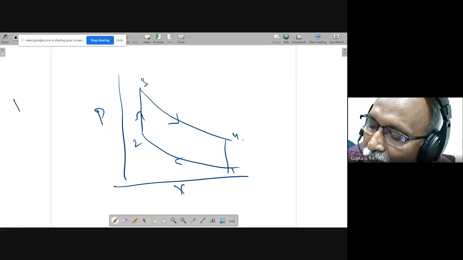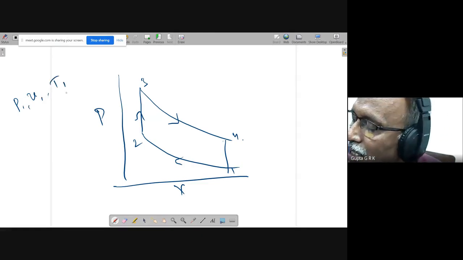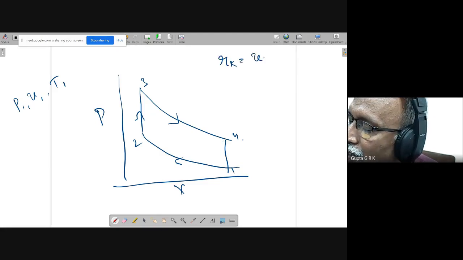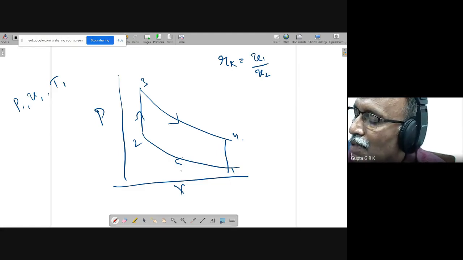So you will be given P1, V1, T1. In addition to that, you will be given the compression ratio, called rk, which is equal to V1 by V2. How much it is compressed. So this is the one you will be given.